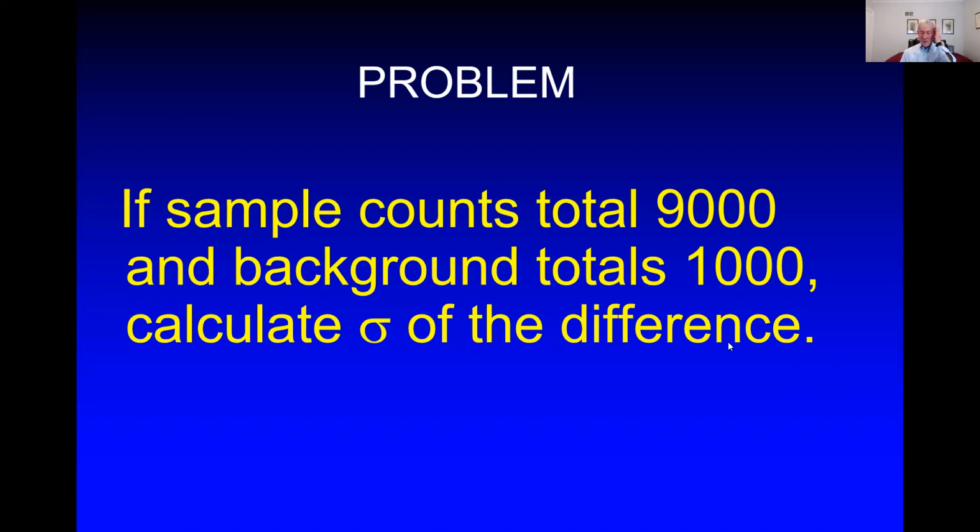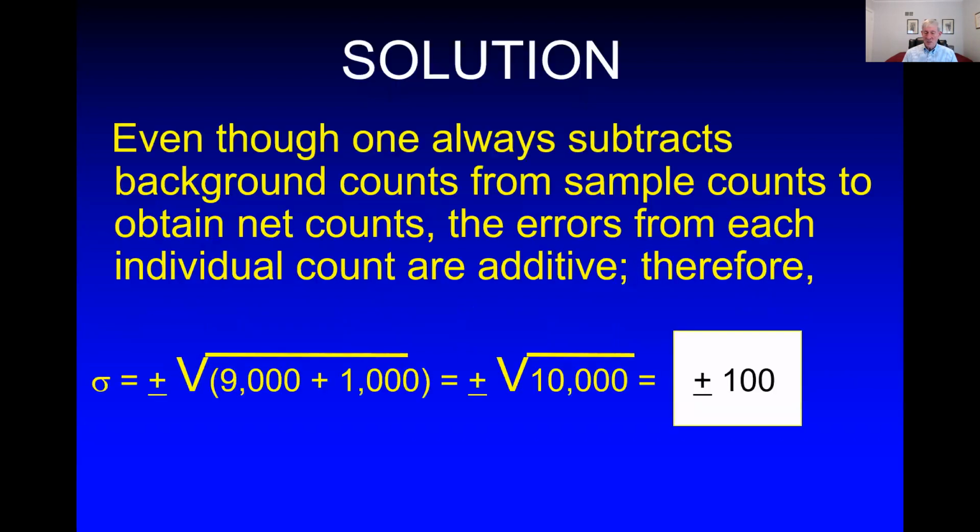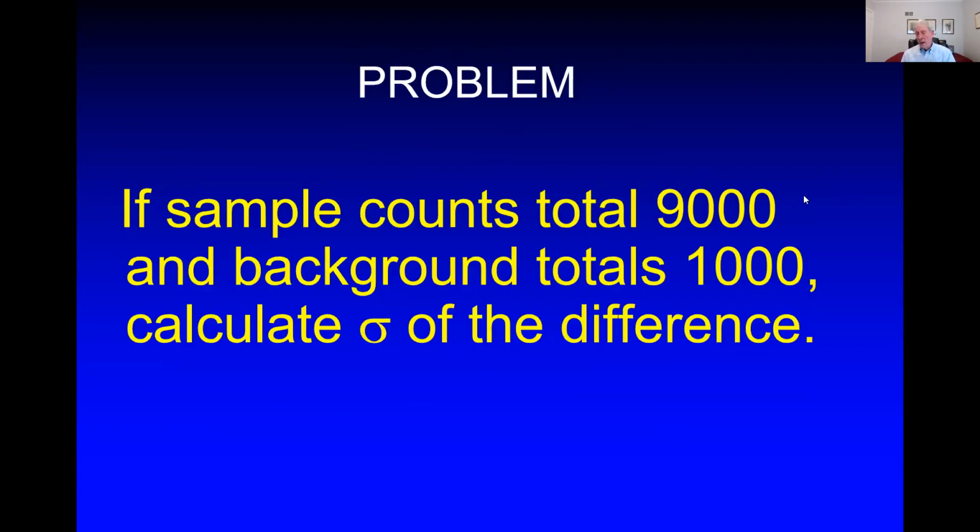So here we have a difference of 8,000. This problem has a very unique and totally unpredictable way to solve it. You would think that we could just say, okay, the net count rate was 8,000, so why don't we just take the square root of 8,000? But look, let's go back. Was there an error in counting 9,000? Yes, there was. We know that.